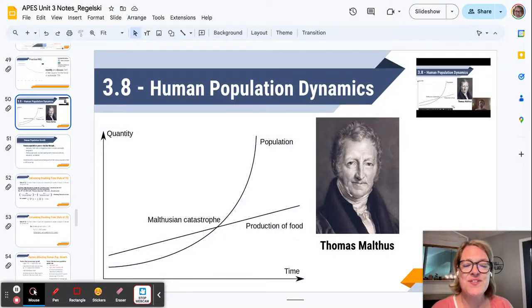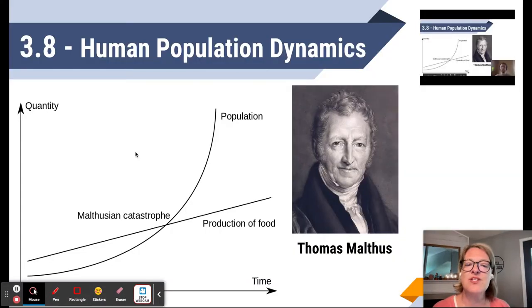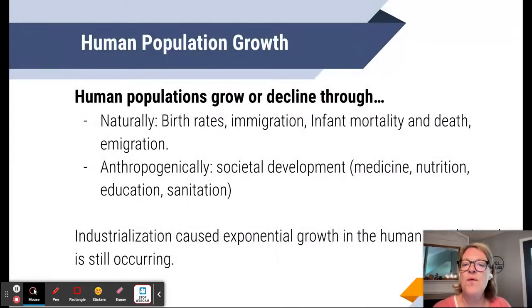Okay, so today's notes are 3.8 human population dynamics. Let's begin by talking about the ways that human populations can grow or decline. This can happen naturally through increased birth rates or immigration, or infant mortality and death or emigration. We talked about each of those four ways, and we even looked at the population growth equation to determine what the population growth actually was, and how that changes. Populations can also grow or decline anthropogenically.